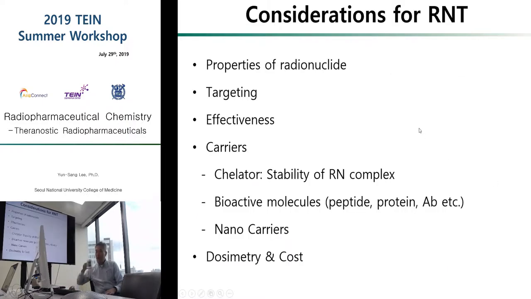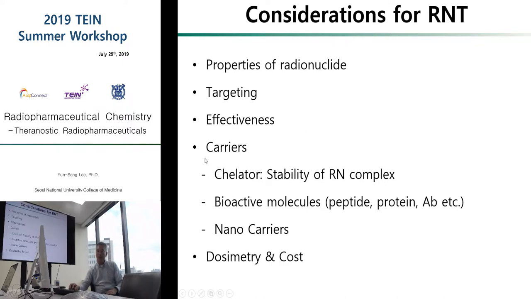So here we can see the consideration factors for radionuclide therapy. We have to select the proper radionuclide, or even for theranostics, choose the proper matched pair of therapeutic and diagnostic radionuclides. And also, I think the major hurdle for radionuclide therapy is the targeting. Targeting is the major thing for therapeutic theranostic radiopharmaceuticals, and it is related to effectiveness and toxicity.